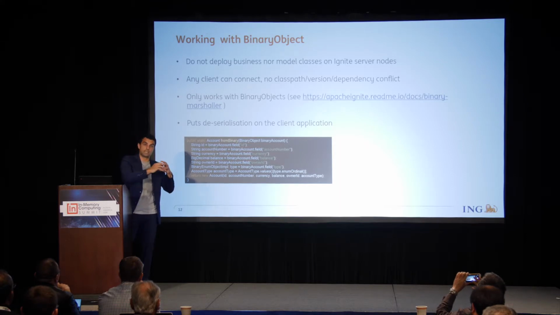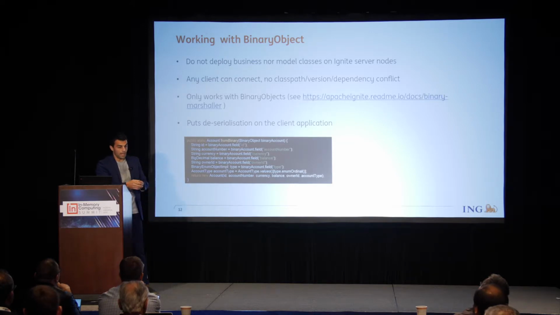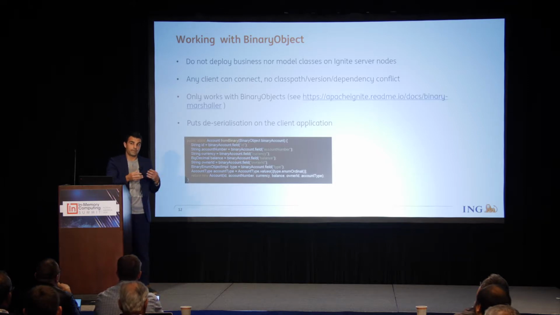Here, also, since the Ignite server nodes were vanilla, we don't have any business model, any model objects on the server nodes. So any specific jar on there is not from us. And with that, when a client connects to the cache, it doesn't expect any specific configuration. So you won't have any problem of class path mismatch between the different nodes of the cluster.